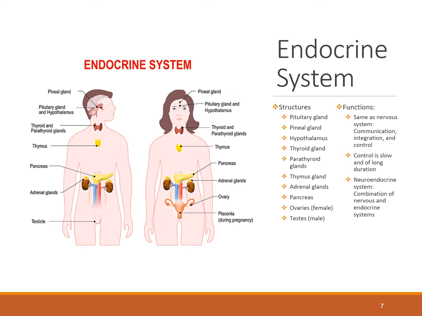As I mentioned, their functions are very similar to the nervous system in that they provide a chemical communication that helps to control various processes in the body. Now, while it is slower acting, it has a longer duration. So again, the nervous system and the endocrine system work in tandem to help maintain homeostasis of the body.